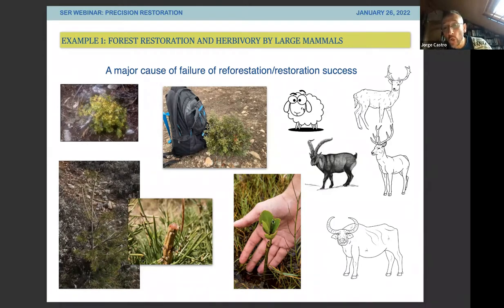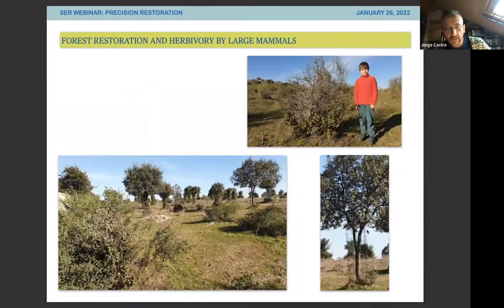Or this is a mangrove that has been eaten by water buffalo in Asia. So herbivory must be taken into account for that. Look at these pictures. These are oaks in Dehesa in southwest Spain, where some of them were protected by a wire mesh here. Can you see here this device? Okay. And those that are not protected and are of the same age cannot grow. They are mostly dry because of continuous browsing.